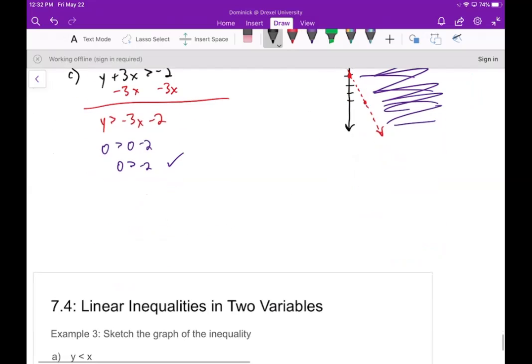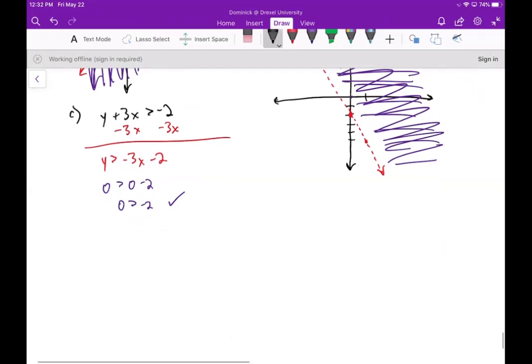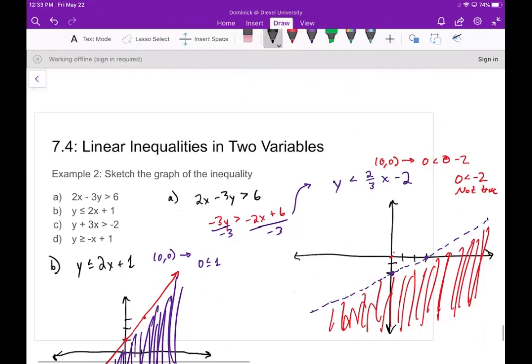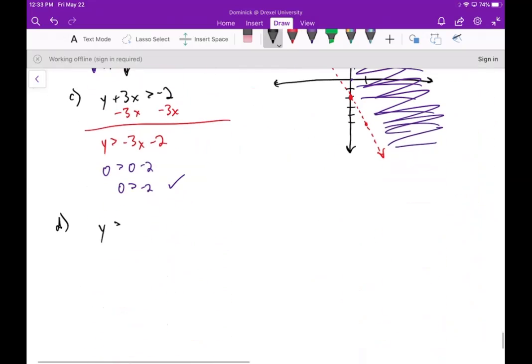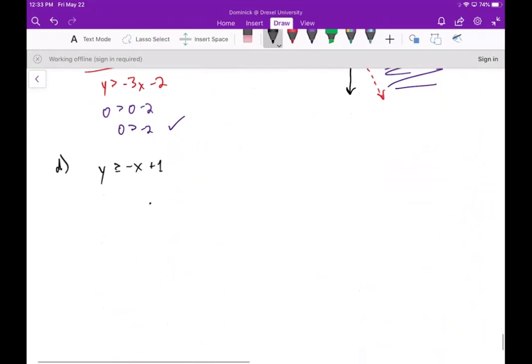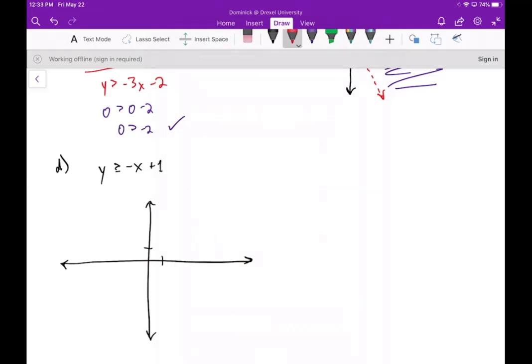Okay. Last example on this slide. For part D, we have y is greater than or equal to negative x plus 1. Okay, so we have another one that's already given to us in slope-intercept form. So if we graph this line, we have a y-intercept of a positive 1, and we need to go down 1 and to the right by 1. Since we have the equal sign, we'll have a solid line again. And of course, 0, 0 is fine because that's here. So we'll test that. We'll get 0 is greater than or equal to 1, which is not true. So we're going to shade the opposite side.